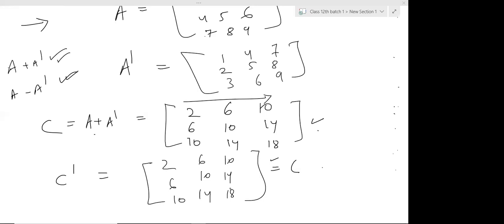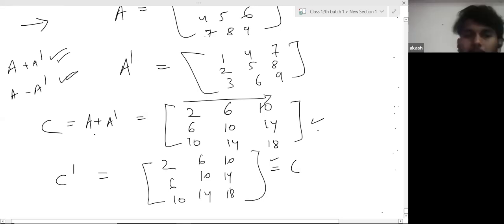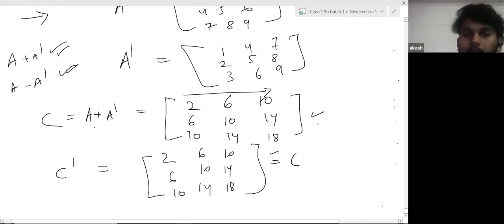All right. You can see A plus A transpose is this matrix. Now, if I take transpose of C matrix, I'm getting C. So this is a symmetric matrix.